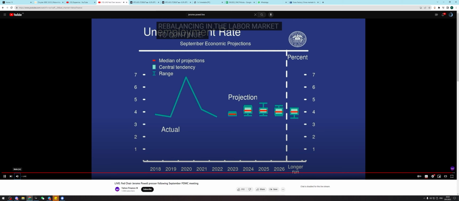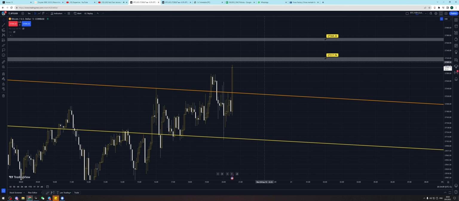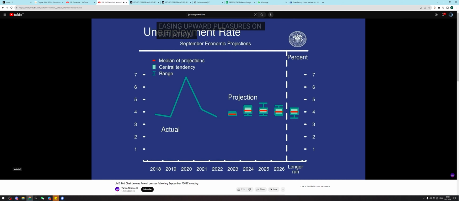Unemployment rate projection in the SEP rises from 3.8% at the end of this year to 4.1% over the next 2 years.